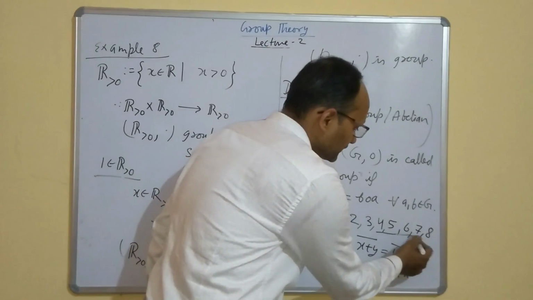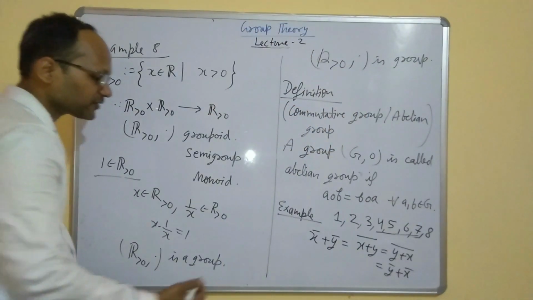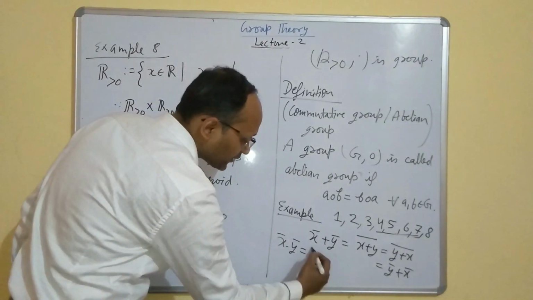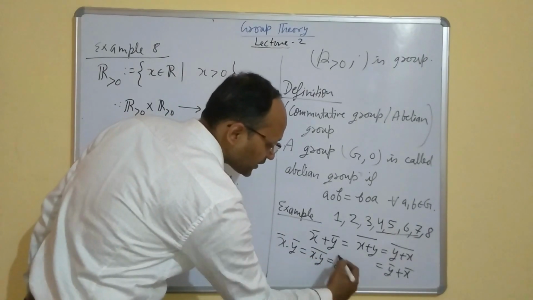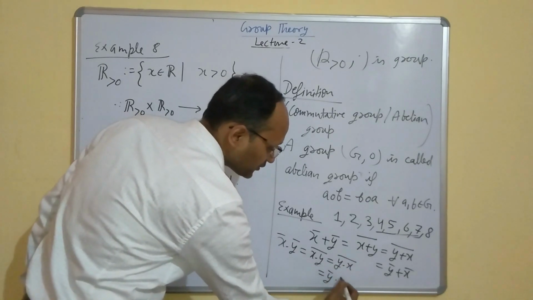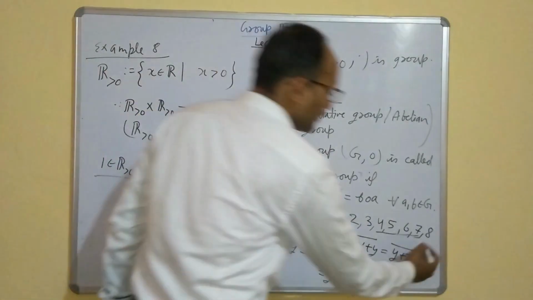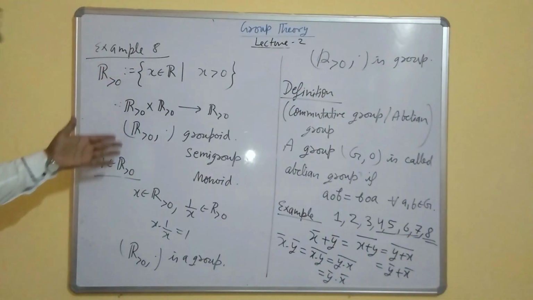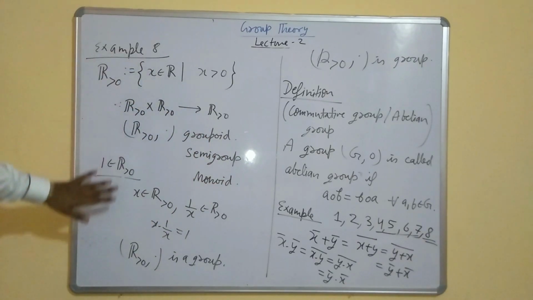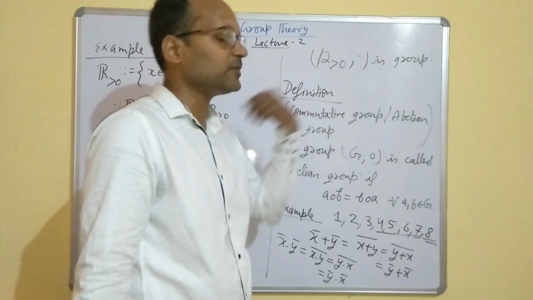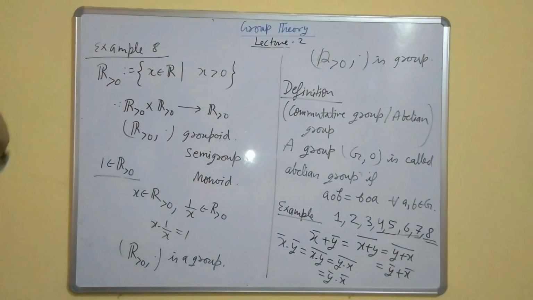Seventh example, the unitary group, was a group with respect to multiplication. So x bar dot y bar is (x dot y) whole bar, which is (y dot x) whole bar, which is y bar dot x bar. So again it is an abelian operation. And the eighth example is the multiplication of real numbers. This is also an abelian group, and similarly this is also an abelian group. So all the above examples, the 8 examples which we have done up to now, are examples of abelian or commutative groups.